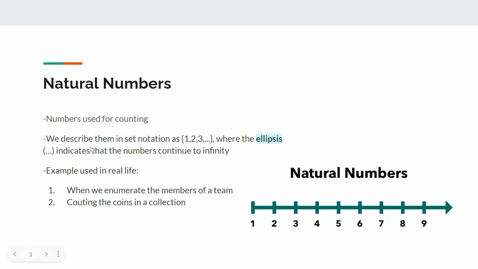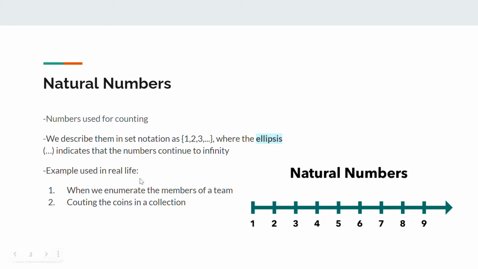First we'll be going over the topic of natural numbers. They are basically the numbers we use for counting, and we describe them in set notation as 1, 2, 3, and then it goes on forever, where the ellipsis indicates that the numbers continue to infinity. Over here you can see the number line of natural numbers. They start from 1, and then 2, 3, 4, 5, 6, 7, 8, 9, and the arrow indicates it's going to infinity, so it never stops, but it starts from 1.